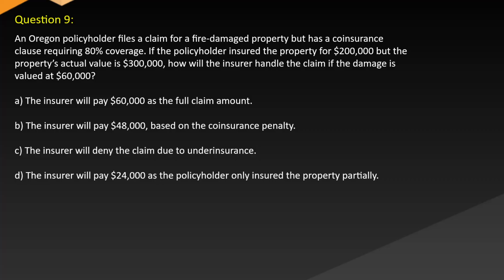Question 9. An Oregon policyholder files a claim for a fire-damaged property but has a coinsurance clause requiring 80% coverage. If the policyholder insured the property for $200,000 but the property's actual value is $300,000, how will the insurer handle the claim if the damage is valued at $60,000? A. The insurer will pay $60,000 as the full claim amount. B. The insurer will pay $48,000 based on the coinsurance penalty. C. The insurer will deny the claim due to underinsurance. D. The insurer will pay $24,000 as the policyholder only insured the property partially.